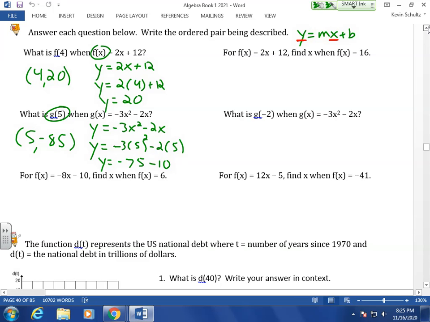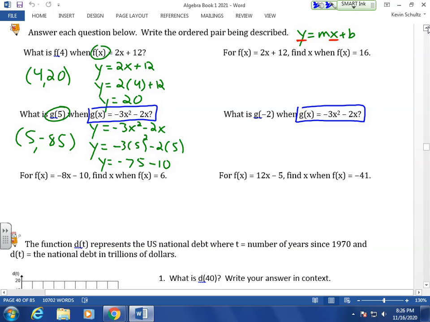The last one that's kind of like this. What is g of negative 2 when g of x equals negative 3x squared minus 2x? So here we've got a situation, and here's really where function notation is pretty helpful. Notice that these two functions are the same thing, right? I use the same equation both times. In fact, I do that in the other ones too. Well, the bottom above anyway.